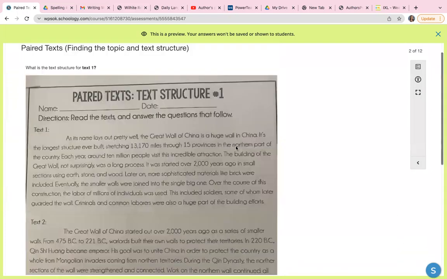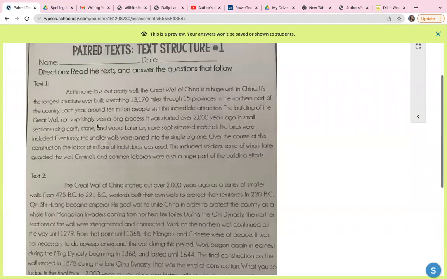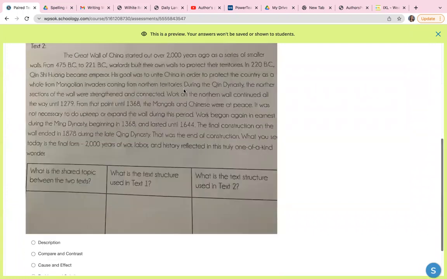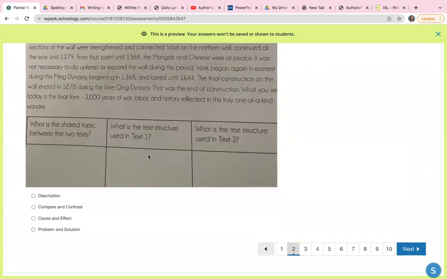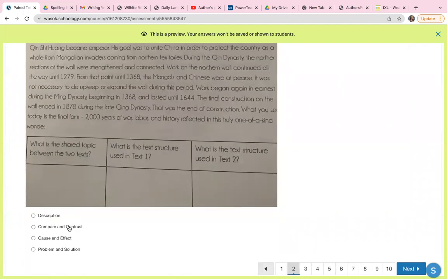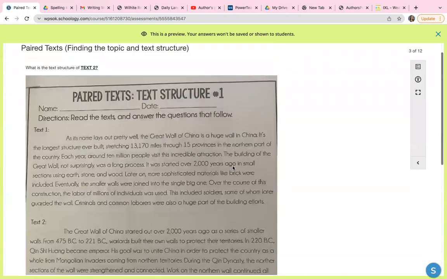All right, then you're going to go to next. Now you're going to figure out the text structure. So what is the text structure of text one? Only this text right here. As you read it, as its name lays out pretty well, the Great Wall of China is a huge wall in China. Once you've read all about the Wall of China, that was a hint, you're going to find out what text structure is used in just this text. So is it description, compare and contrast, cause and effect, or problem and solution? Okay, and you're going to carry on.